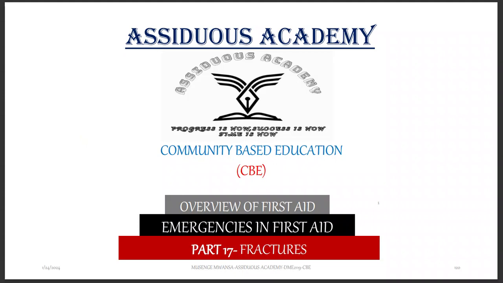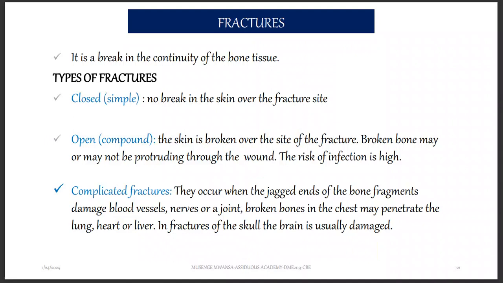Now, part 17 of emergencies in first aid, and to talk about fractures. A fracture is basically a break in the continuity of the bone, and there are different types of fractures. You can have closed or simple fractures. Here, there's no break in the skin over the fracture site, so the bone is broken, but the skin is not broken. That is a closed or simple fracture.